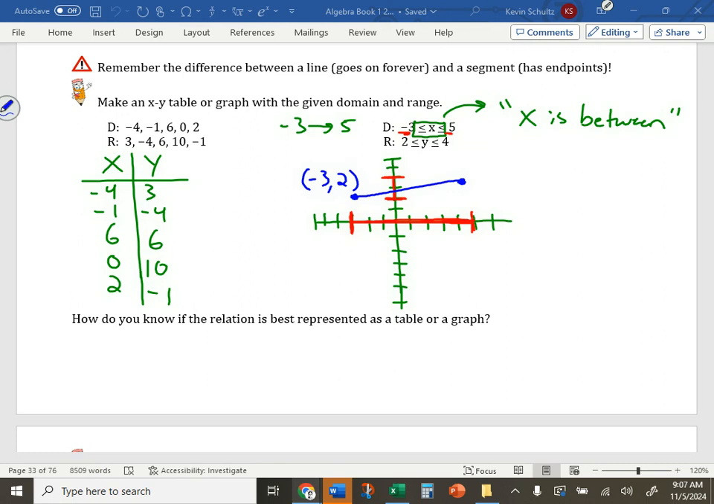What's our second ordered pair in this segment? 5, 4. Where do you see a 5 and a 4? Right there, up next to the high end. So if you look at the low end of each of those and the high end of each of those, it's going to give you the ordered pairs that you need.